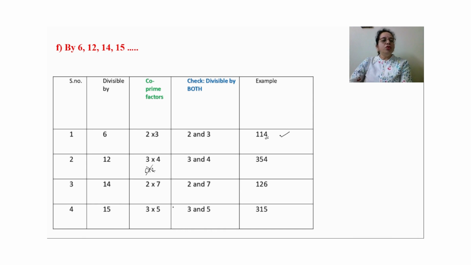So this concept you can use for other composite numbers.